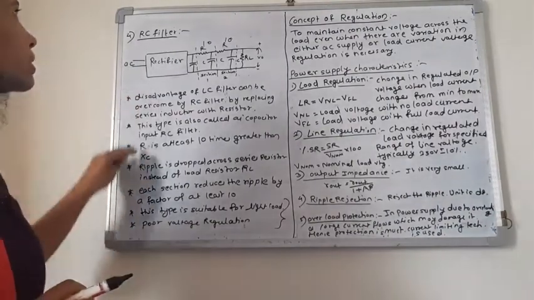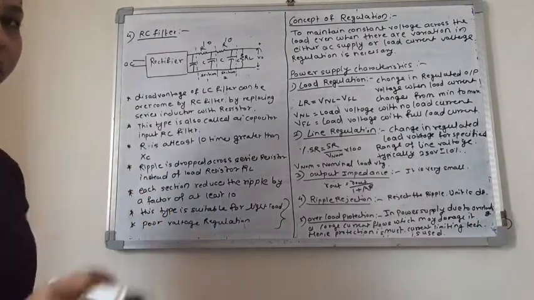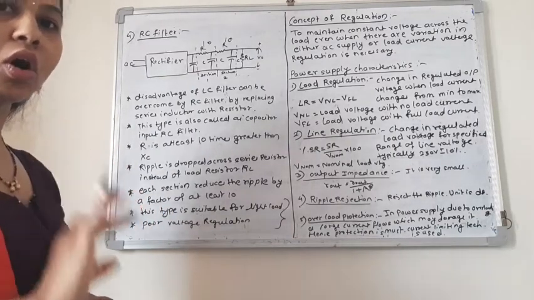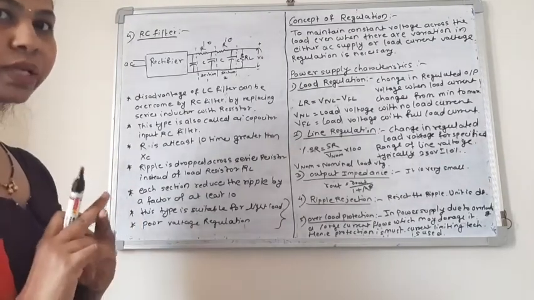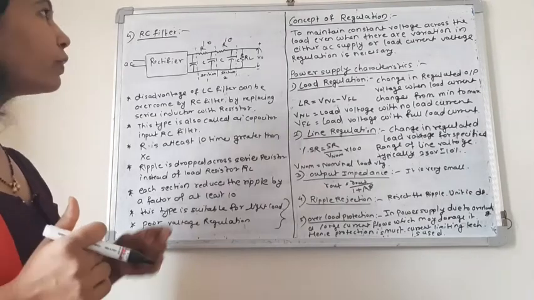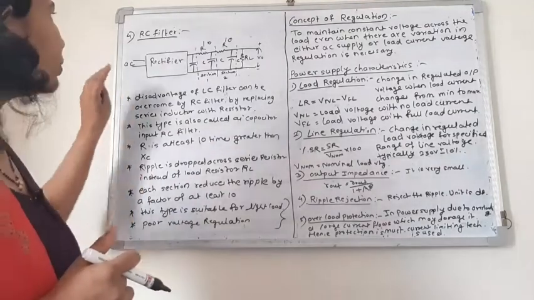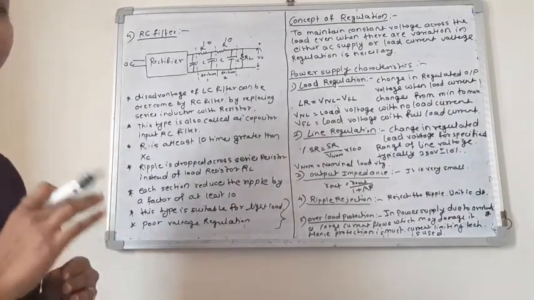Okay, so this is the fourth type of filter circuit. So till now we discussed all about the filters. There are four types of filter. The first one is the capacitor filter, next one is the inductor filter, third one is the LC filter, and today we saw the RC filter. Okay, so here the filter circuit part is completed.